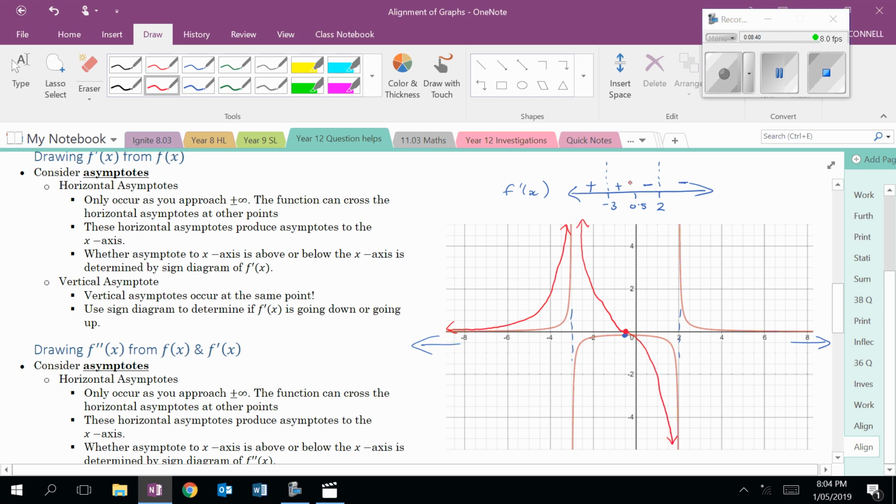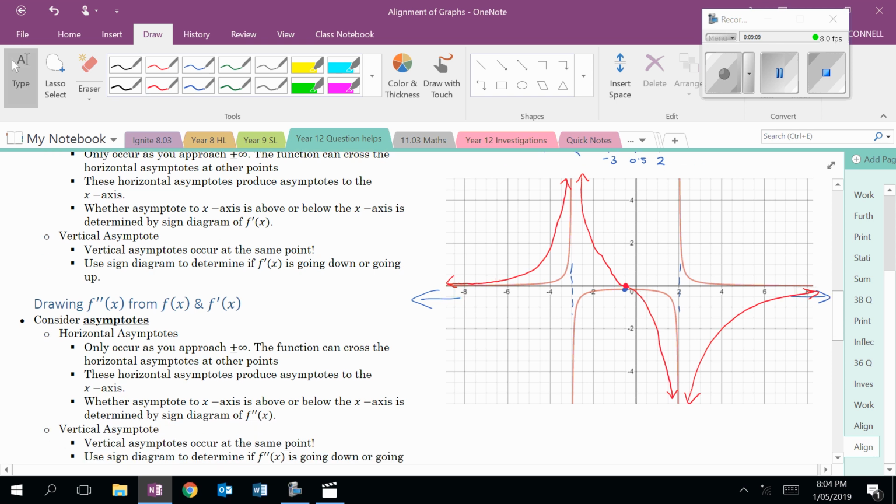Notice that the sign diagram of my derivative is telling me everything I need to know. Now I've got another vertical asymptote at 2 where it's negative, so it's got to be coming from below. So it's negative there, so it's going to be coming from below, and it's also going to be approaching the x-axis from below, because again the sign diagram of my derivative is negative, and it's going to look roughly something like that. And so that's my derivative.